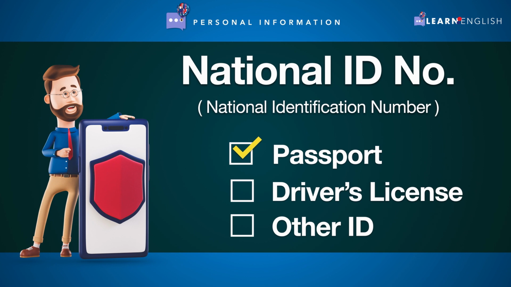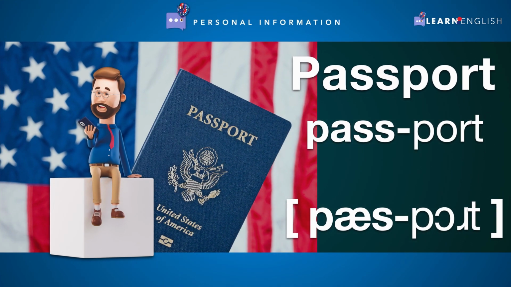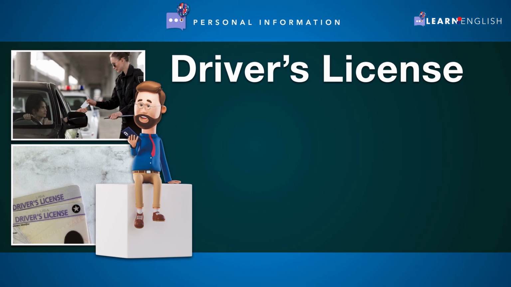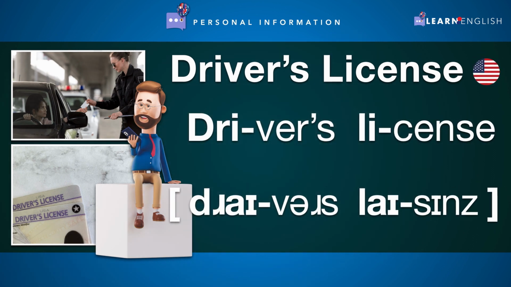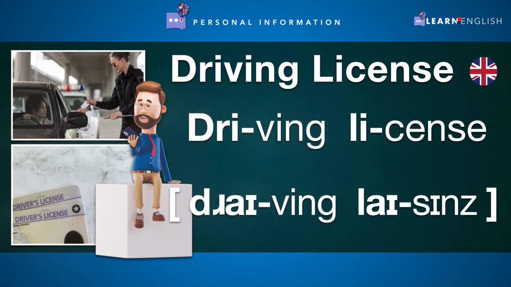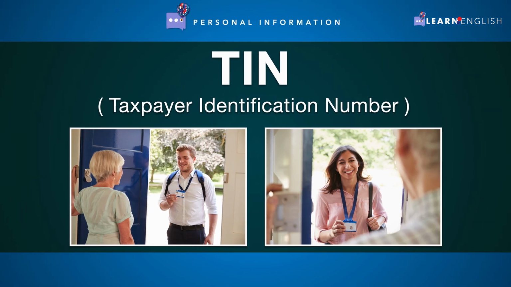When we talk about an identification, we can use different documents such as passport, driver's license, or another identification. Let's look at each of them. Passport. Driver's license in the US. Driving license in the UK.